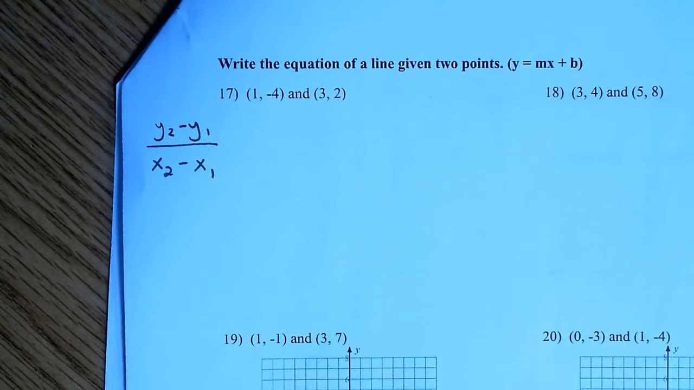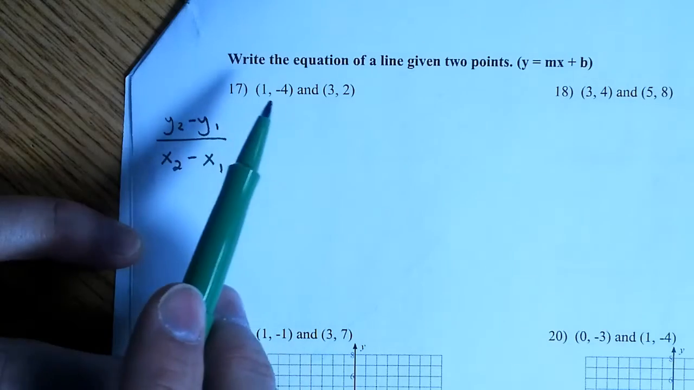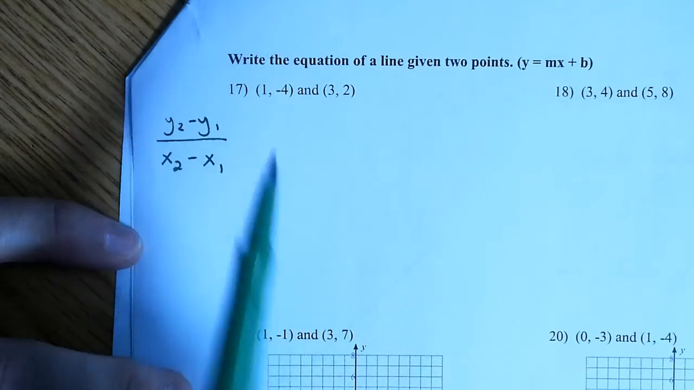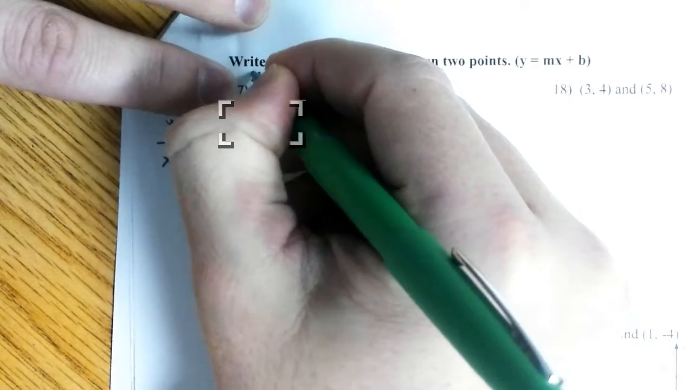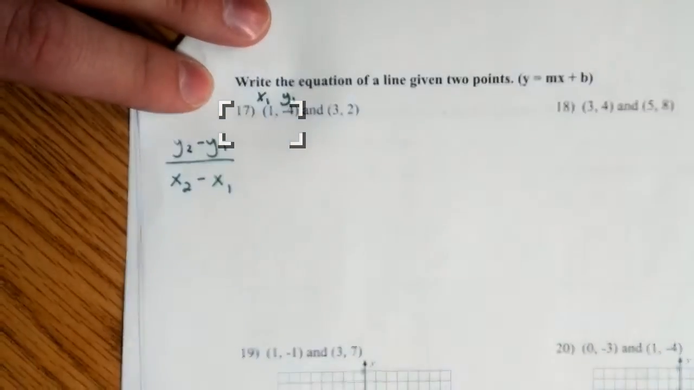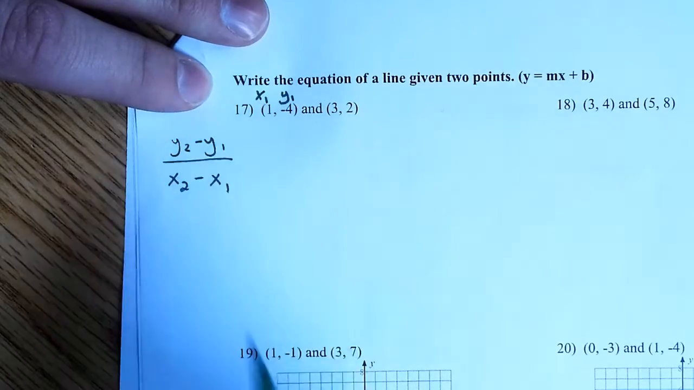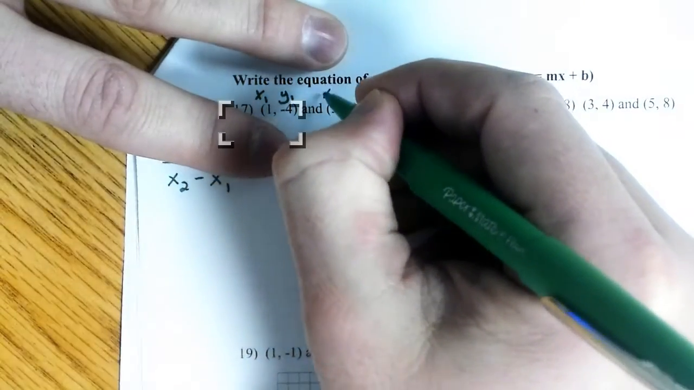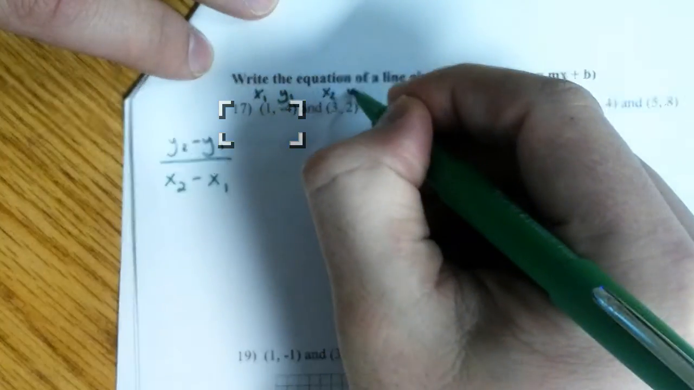So right here, I've got my x and y. Remember, that's my first x, that's my first y. Some people like to write that down, so I'll go ahead and do that. That's your x1, that's your y1. So obviously, if that's my first x, 3 would be my second x, and 2 would be my second y.